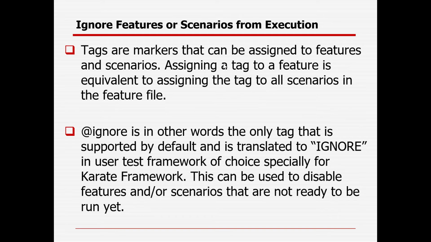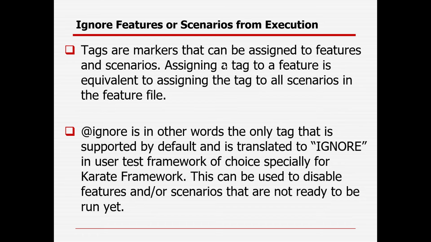Okay. So tags are markup that can be assigned to features and scenarios. Assigning a tag to a features is equivalent to assigning the tag to all the scenario in the features file. So you can ignore at the scenario level or at the features level. In case you are ignoring at the features level, all the scenario in the features file will be completely ignored. So how can you ignore? You need to simply use @ignore either at the starting of the scenario or starting of the features file.